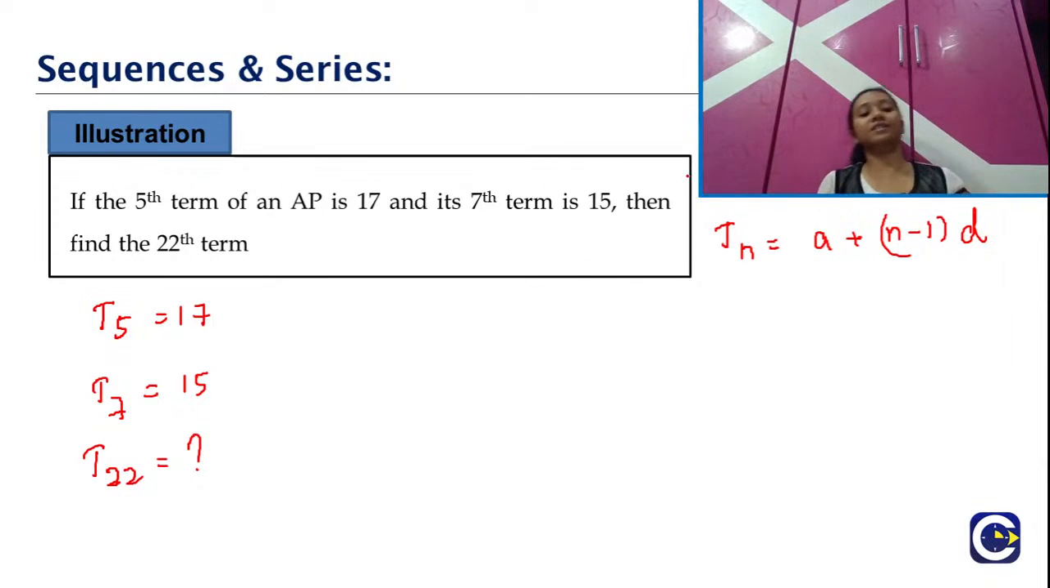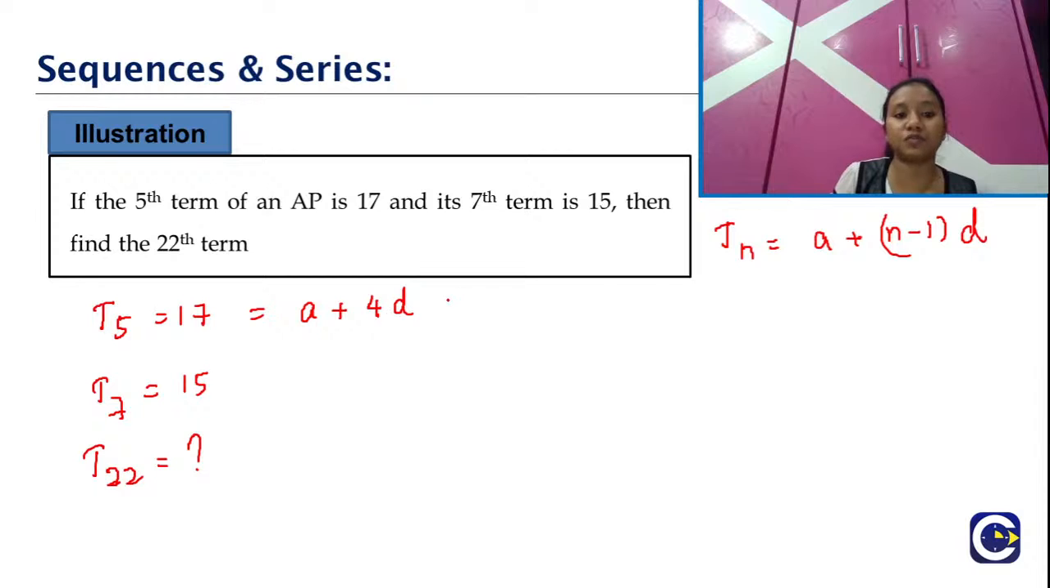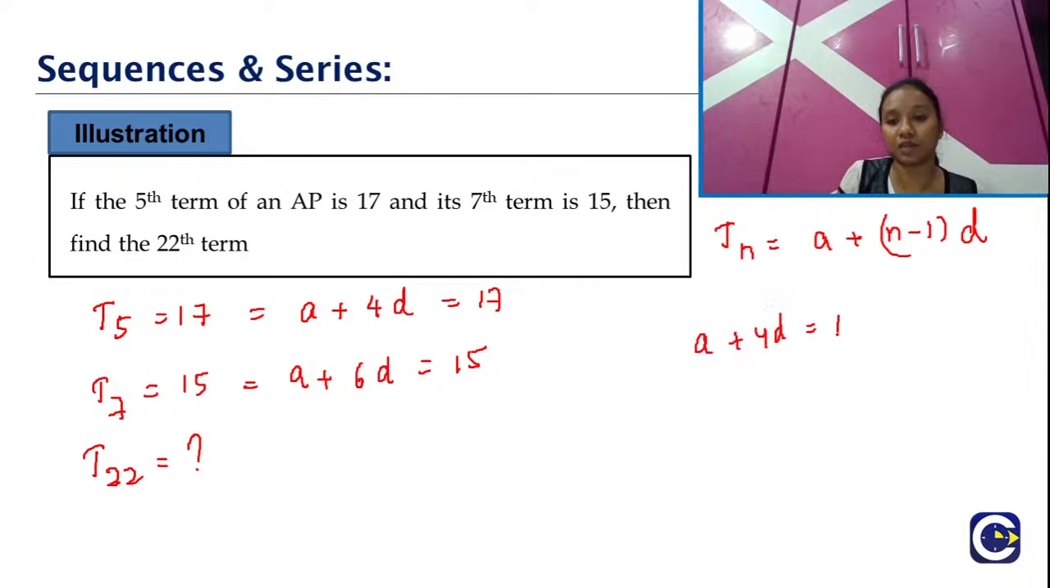So here, what is our T5? Let's write it down in terms of the nth term. So a plus (n minus 1)d, where n is 5, so 5 minus 1 is 4. That means a plus 4d is equal to 17. Similarly, a plus (7 minus 1)d, that is a plus 6d, will be equal to 15. So two equations and two unknowns: a plus 4d equals 17 and a plus 6d equals 15.